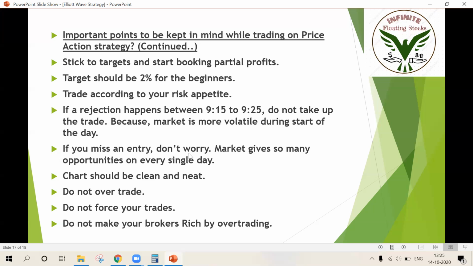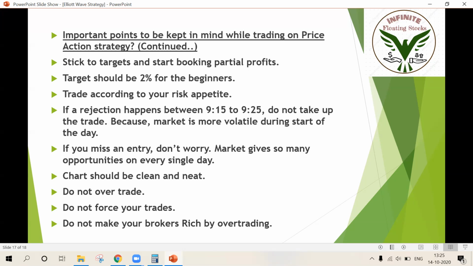If you miss out on an entry, don't worry. The market gives so many opportunities on every single day. The chart should look clean and neat, and do not overtrade. You need to make only 3 to 4 positions per day, and do not force your trades. You should not go against your rules. You should not be breaking rules.